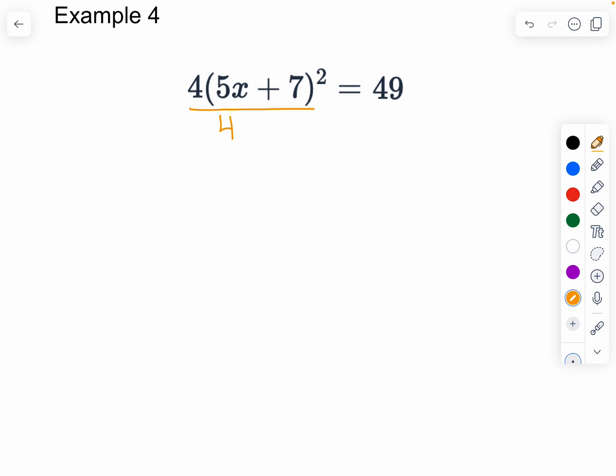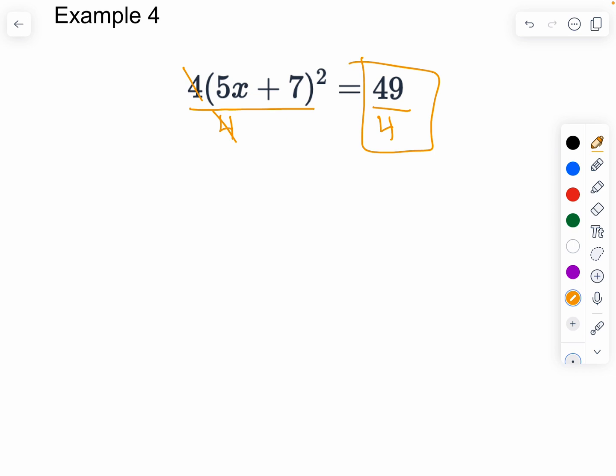Similar to, I believe it was example number 2, if I'm remembering right, I want to divide both sides by that value out front of the parentheses. I can't distribute it into the parentheses even if I wanted to, because the entire set of terms in the parentheses is being squared. So I can't distribute into something that's being squared. That does not work. Never, ever, ever would that work. So we can divide by 4 on both sides, and that cancels that.